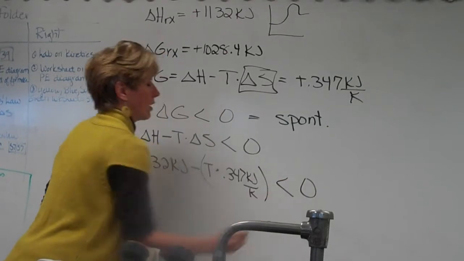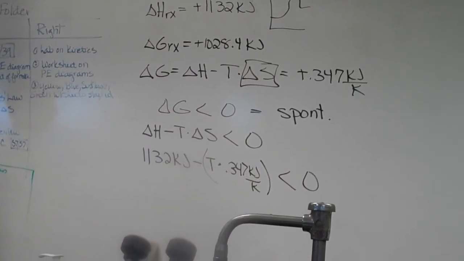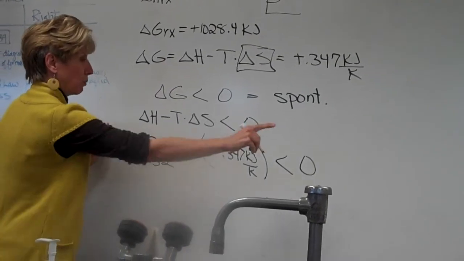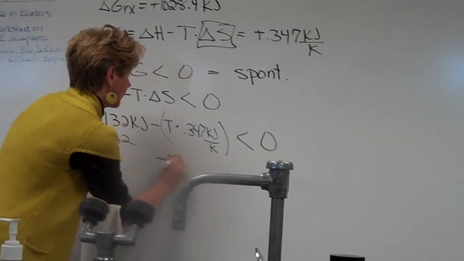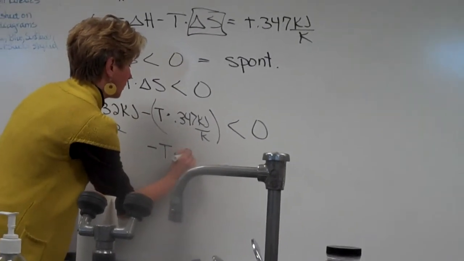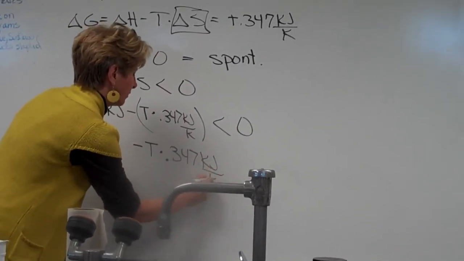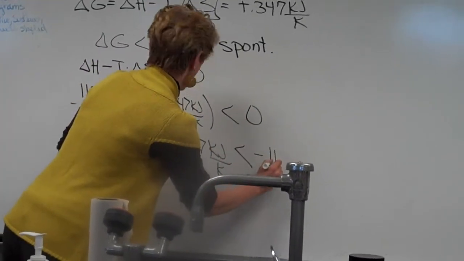It's less than 0. So what's our first thing that we're going to do now? Subtract. We're going to subtract the 1132. We'll bring it to that side, right? So we get negative T times 0.347 kilojoules per Kelvin is less than negative 1132.